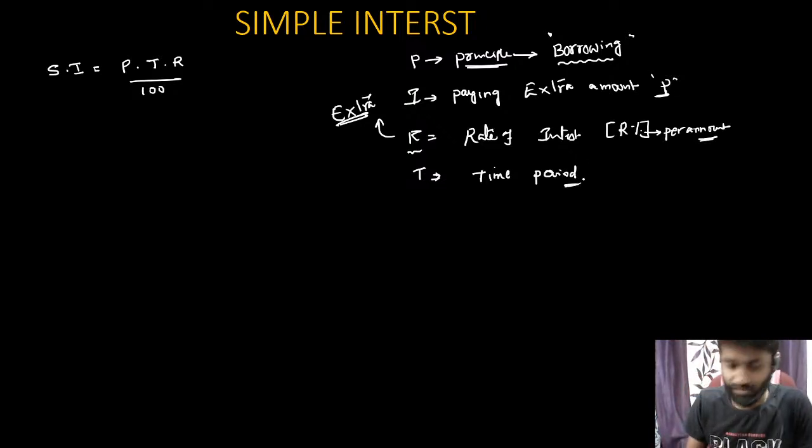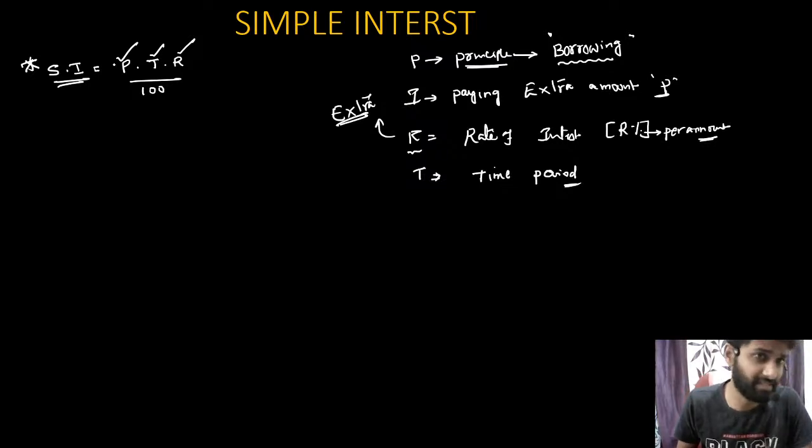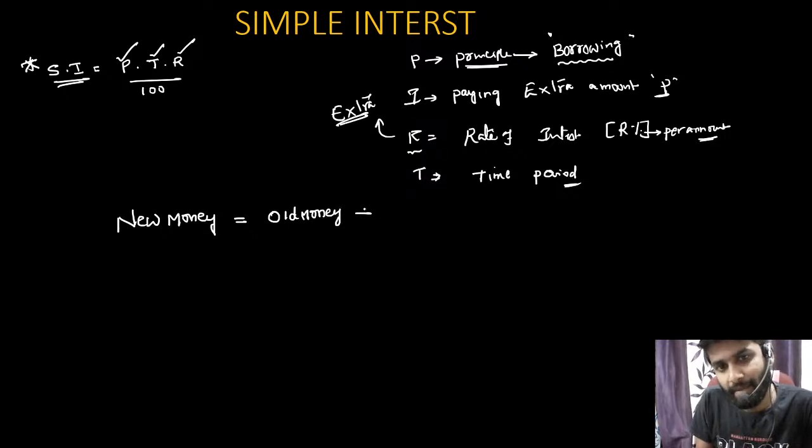Clear? Okay. So the important formula is simple interest is equal to PTR by 100. P is principal, the borrowed amount, T is time period, R is rate of interest, and simple interest means paying an extra amount on the basic principal. Is it clear? These are the different terminologies we use in the concept of simple interest. Now see, guys, this is the first amount. Next one, let me explain the part. New money is exactly equal to old money plus interest.